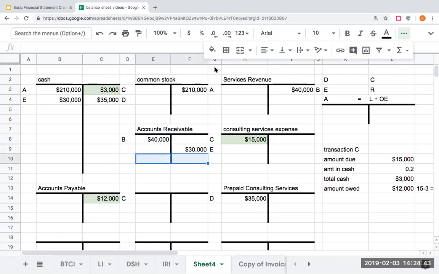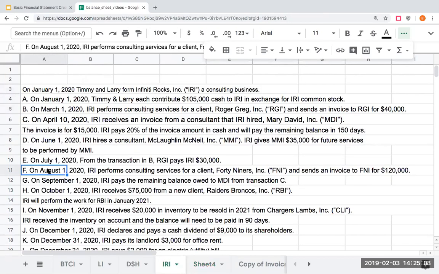And if you think about this logically, at this point in time, how much is owed to me from that client? Well, it's 40,000 minus 30,000 or 10,000, which kind of makes sense. I did services of 40,000. They paid me 30 grand. Now they owe me 10,000, which if I netted this out, this would be $10,000. Okay, that's letter E.